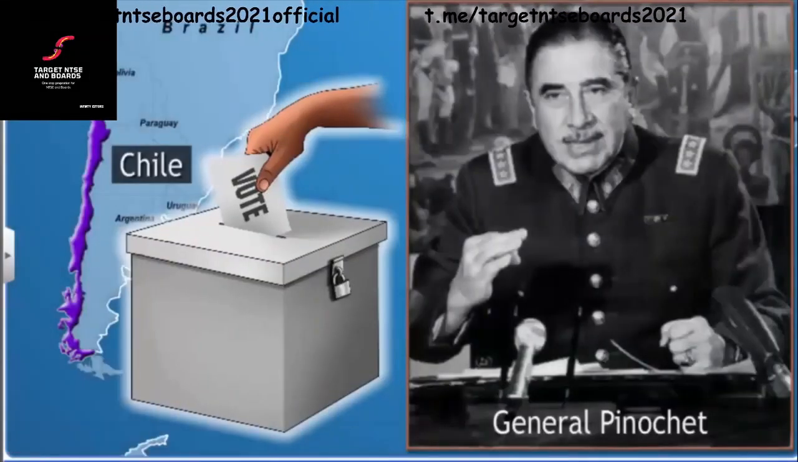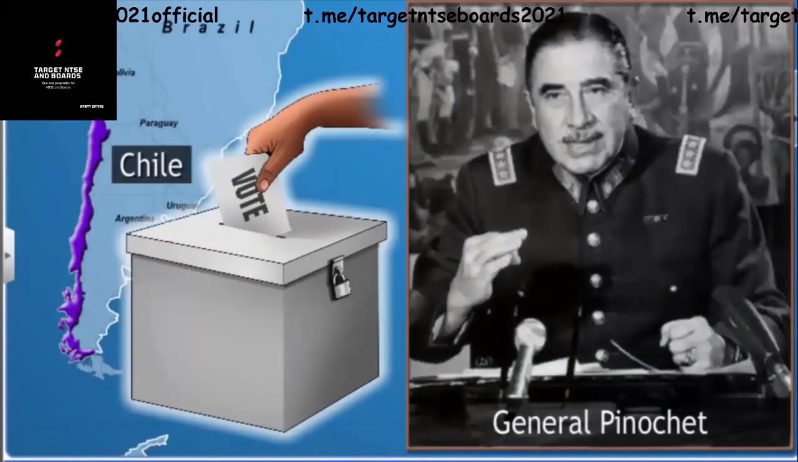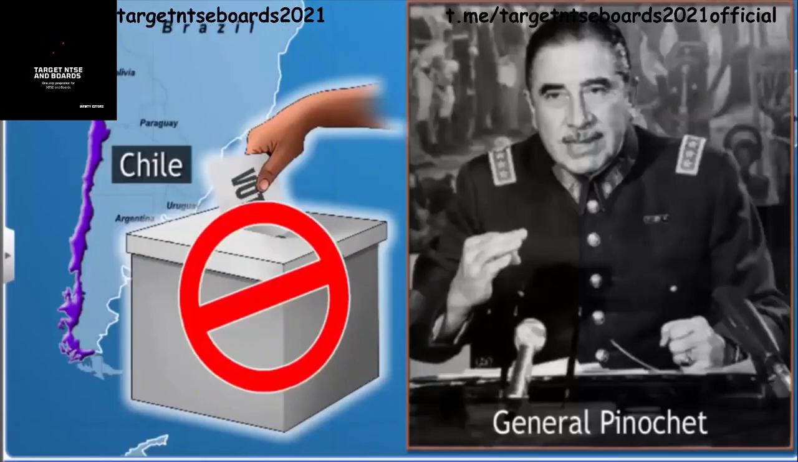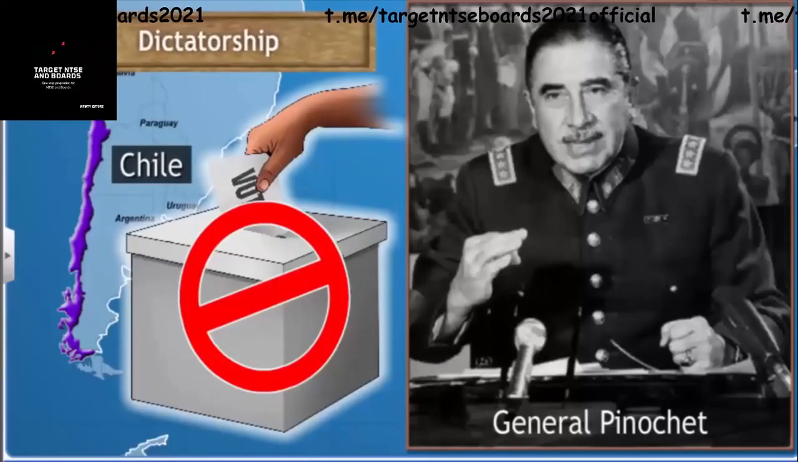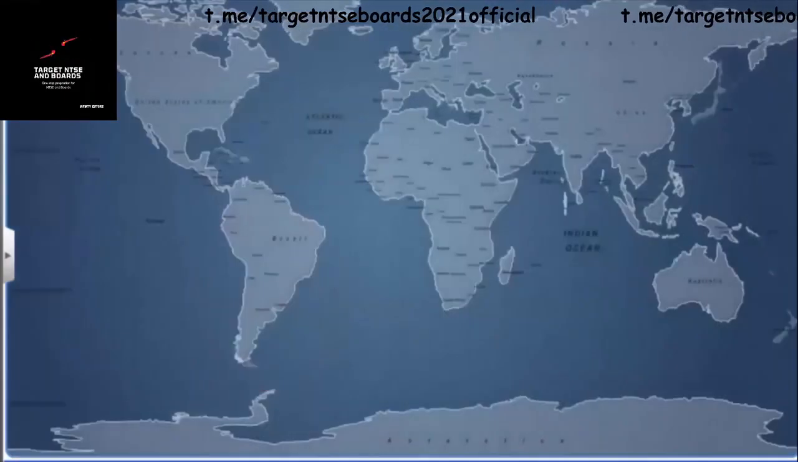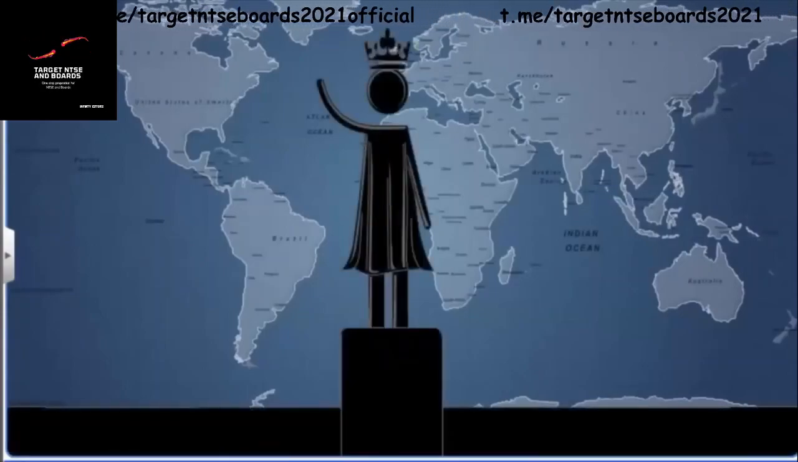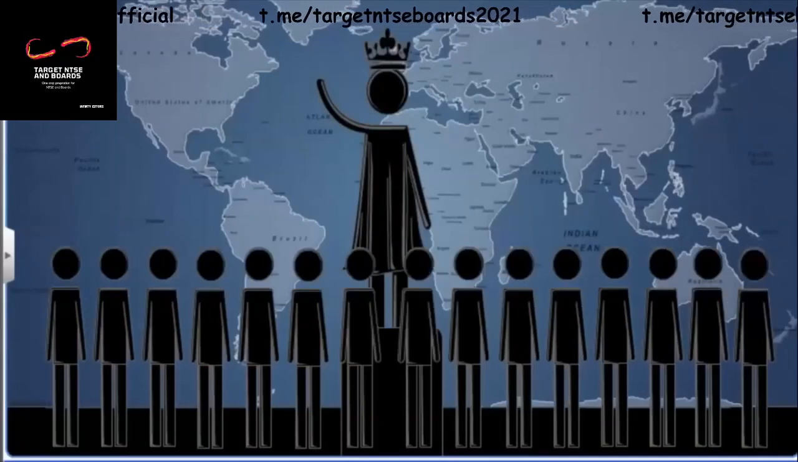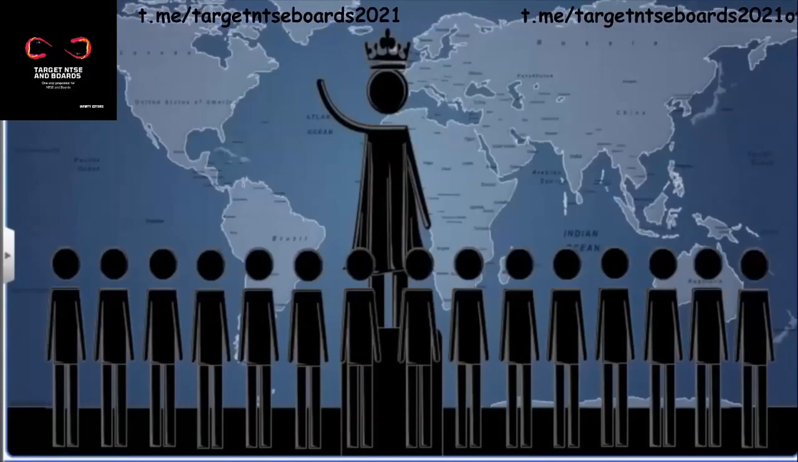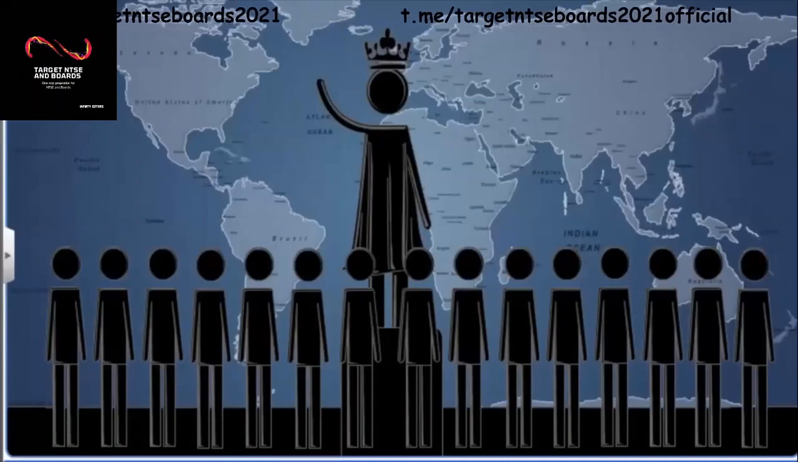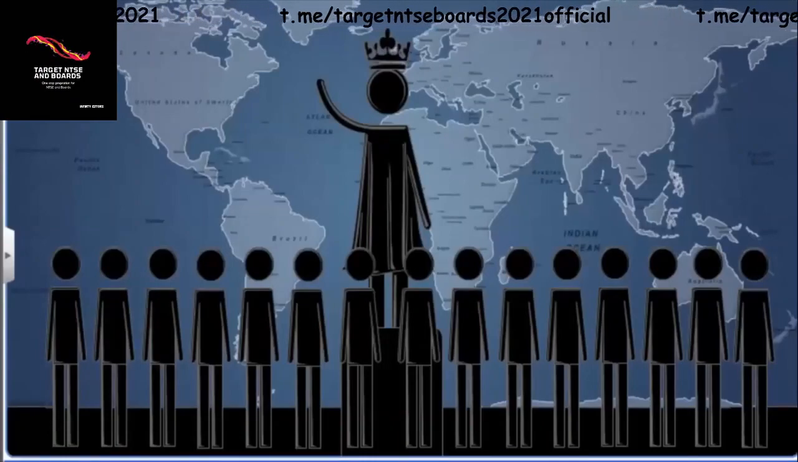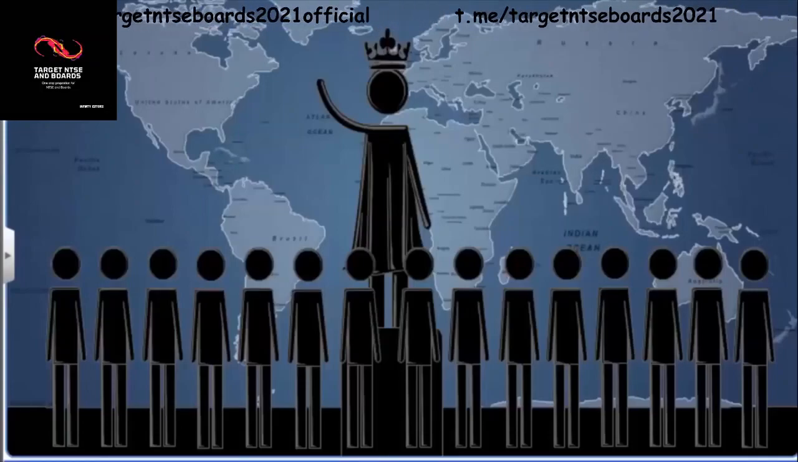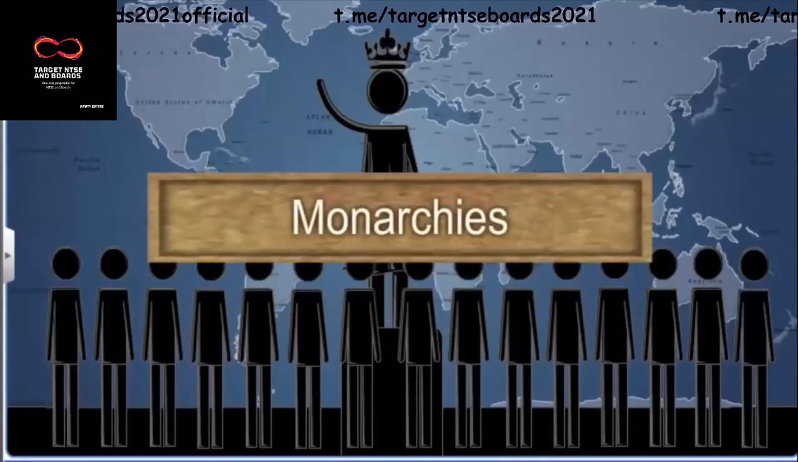General Pinochet, who led the coup in Chile, was also not elected by the people. His rule can be called dictatorship. Some countries are ruled by one person who is wholly set apart from all other members of the state, who are called his subjects. The will of the people has nothing to do with the selection of the ruler. These countries are not democracies, but monarchies.